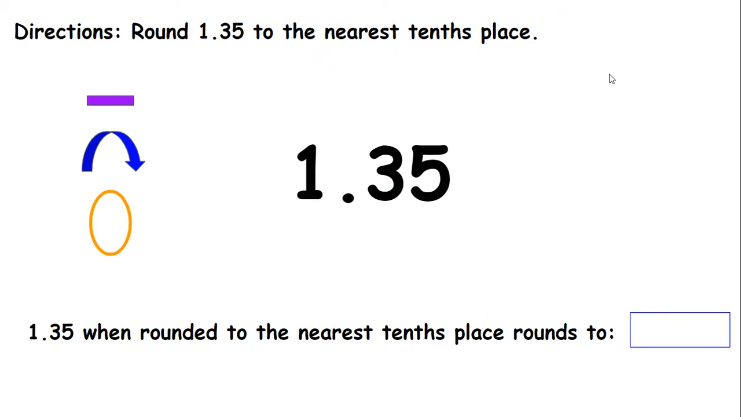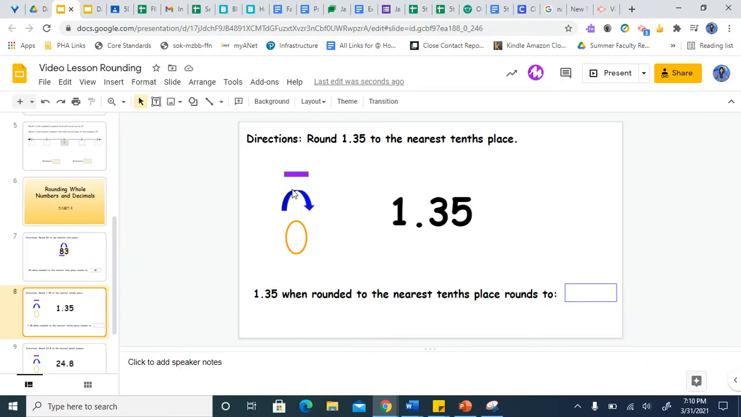Now let's try another number. We have 1 and 35 hundredths, and we're rounding to the nearest tenths place. Once again, we're going to underline the place value we're rounding to, which is the 3 in the tenths place.